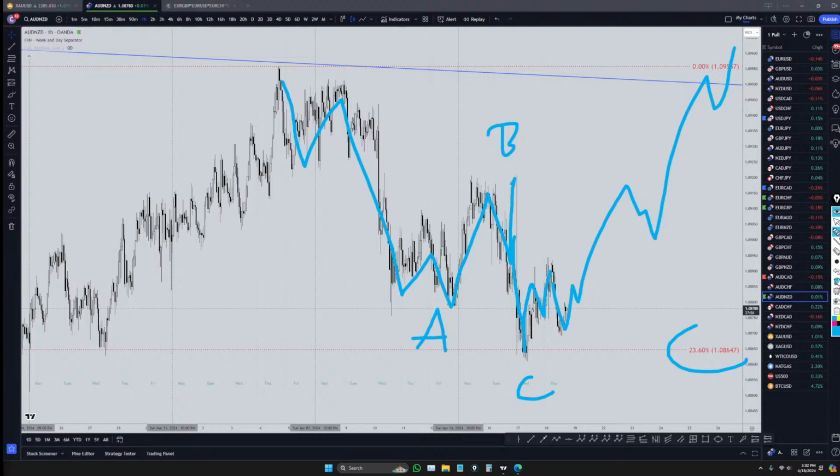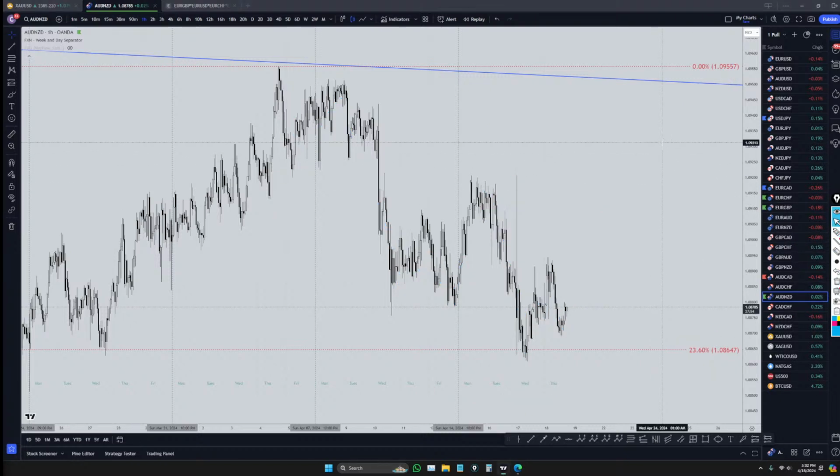This, like I said, is definitely a swing trade for me. It's not a day trade. It's definitely a swing trade. So I'm definitely looking to hold and hope, I guess.